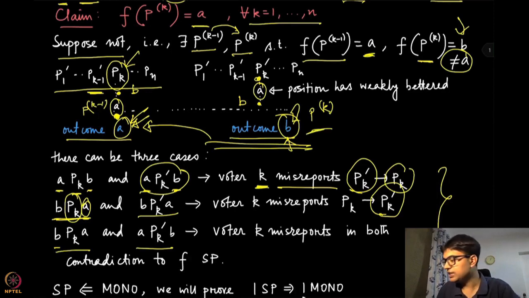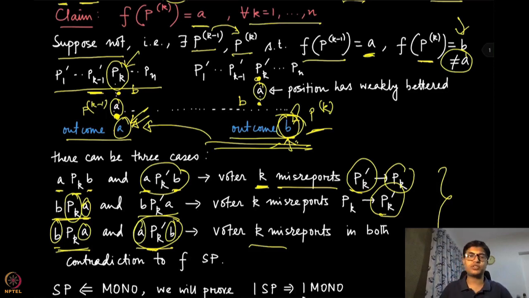So in this case, in both these situations, either PK or PK prime, voter K will misreport, because it knows that here the outcome is A, and if it misreports to PK prime, it gets B, which is better. Here also it is getting a worse outcome in PK prime, and if it misreports to PK, it gets a better outcome. So in both these preference profiles, voter K is going to misrepresent.